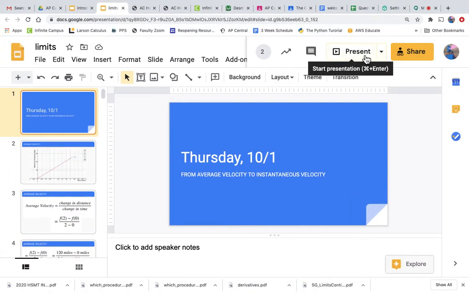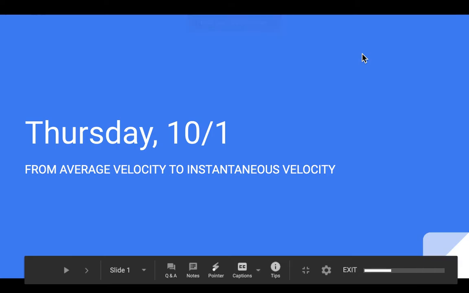Hello, Calculus. This is the opening of class for Thursday, October 1st. The topic is from average velocity to instantaneous velocity.